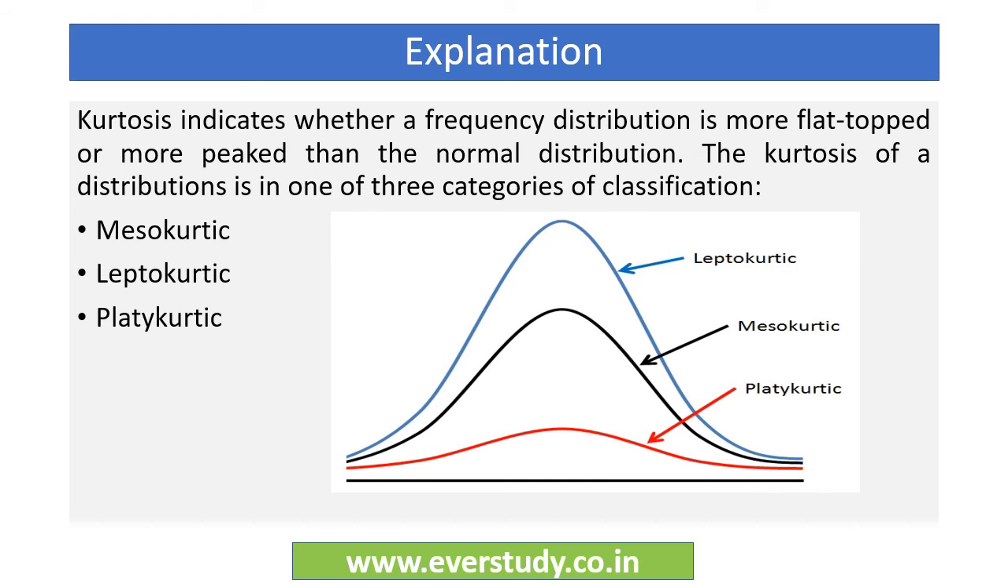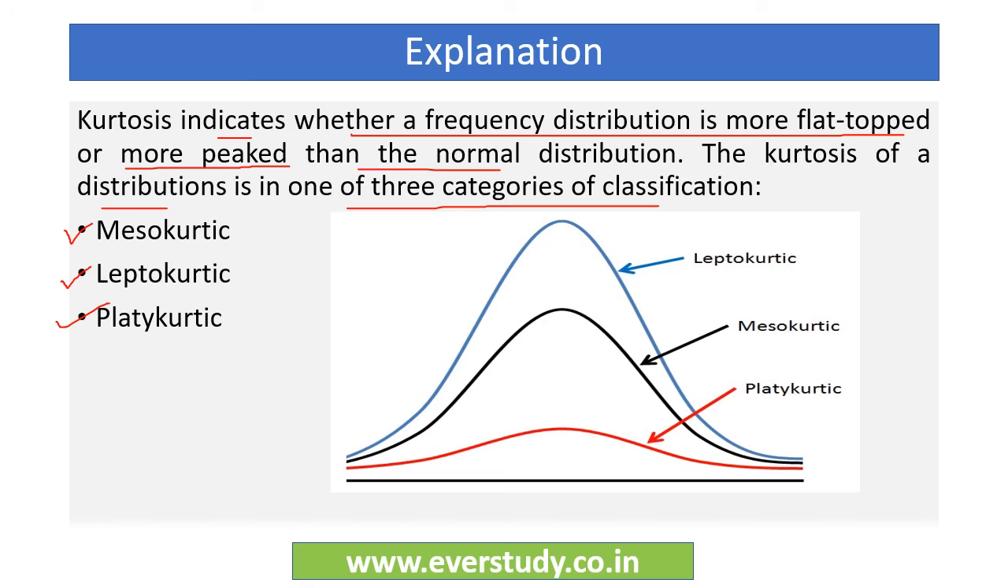Next is about the kurtosis. Now, this kurtosis indicates whether a frequency distribution is more flat topped or more peaked than the normal distribution. And the kurtosis of a distribution is one of the three categories of classification. It can be mesokurtic, leptokurtic, and platykurtic.